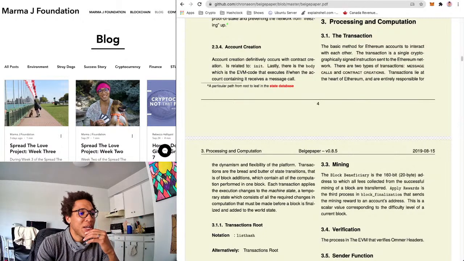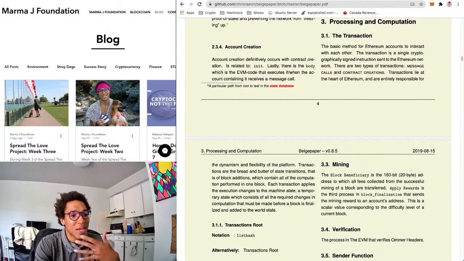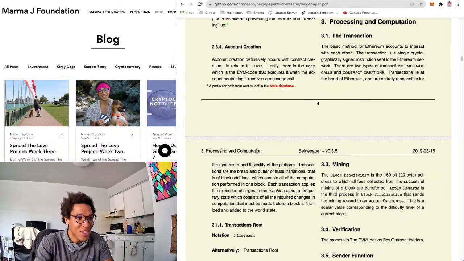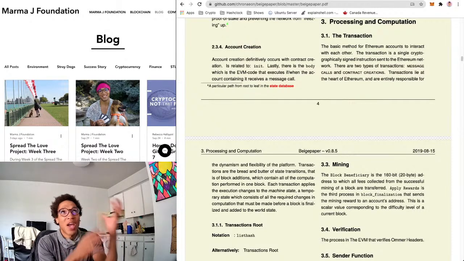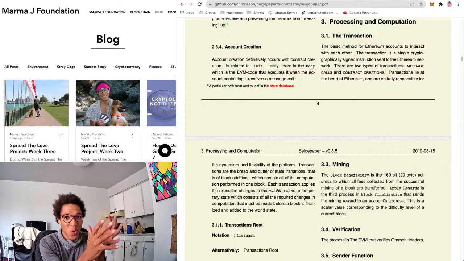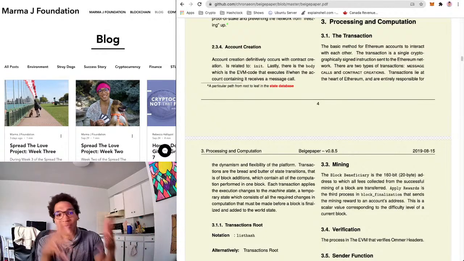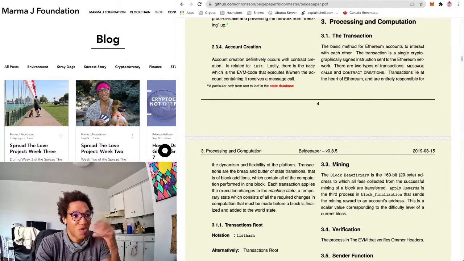Each transaction applies the execution changes to the machine state, a temporary state which consists of all the required changes in computation that must be made before a block is finalized and added to the world state. So now you're getting to two different states, right? You have the machine state, which is everything that's happening really quickly to change the world state. So you have all these transactions going into this machine state, which are then going to be finalized and impact this world state every 15 to 20 seconds for each block.